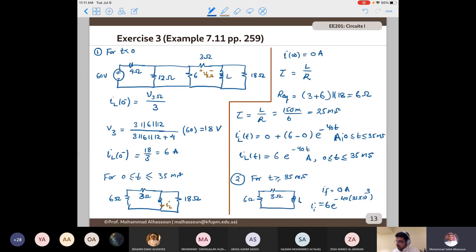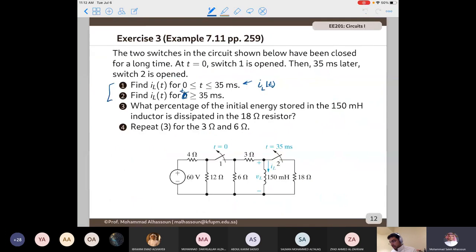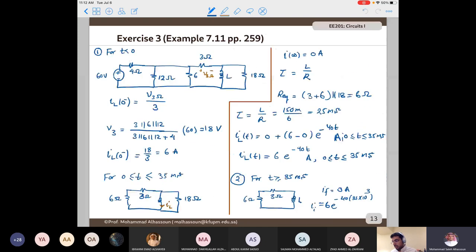Okay, so we solved part one. Part two: we've been asked to find the percentage of the initial energy stored in the 150 millihenry inductor that's dissipated in the 18 ohm resistor. Looking at this problem statement, it asks us to find the percentage. So you need to find the initial energy stored in the inductor, and you need to find the energy in the 18 ohm resistor. So let's see.